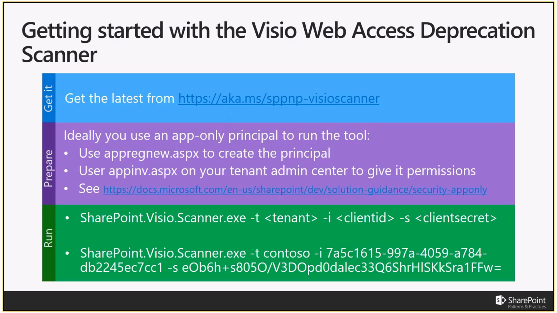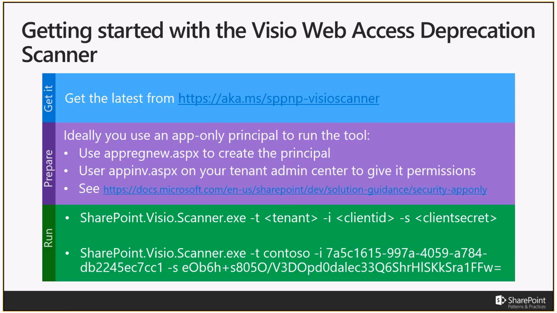App-only requires a principal, which you can create using app-regnew and appinv. We're not going to show in the demo exactly how to do this, but there is detailed documentation listing all the individual steps needed to create your app-only principal that you can use for the scanner. Once you have that principal, it's a matter of just calling the scanner on the command line, providing your tenant, your client ID and client secret, which is your app principal actually, and just run it like below here in the green box where you see an example of a command line.